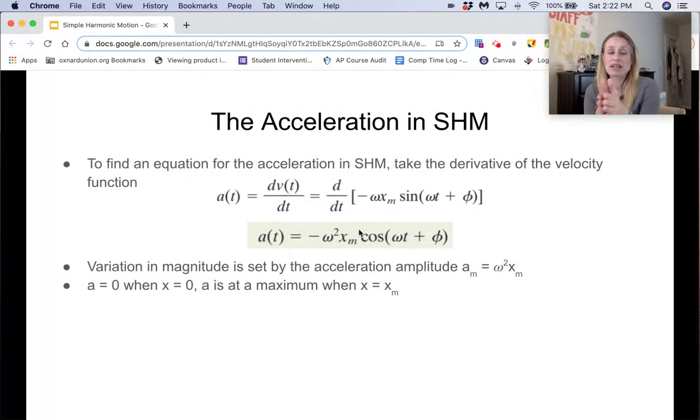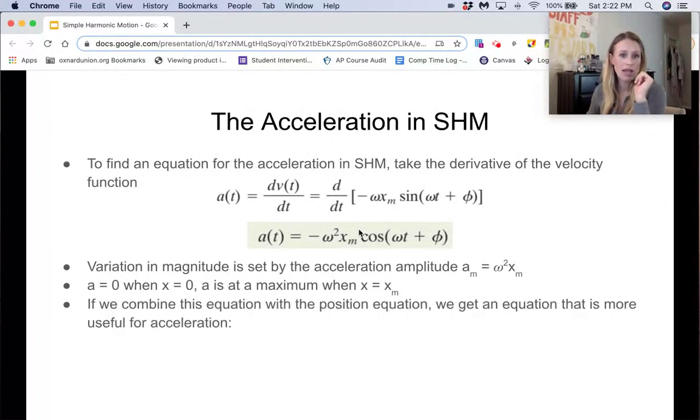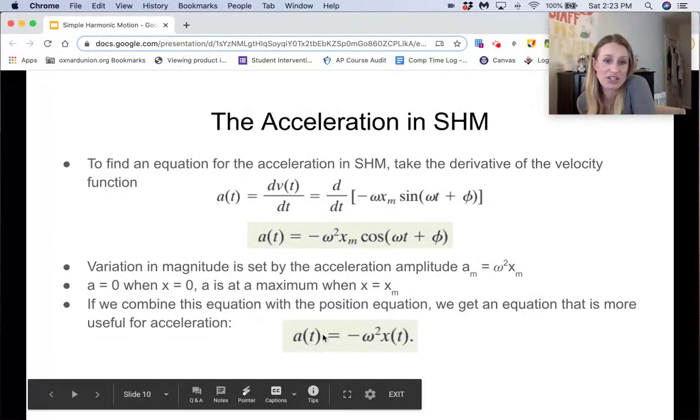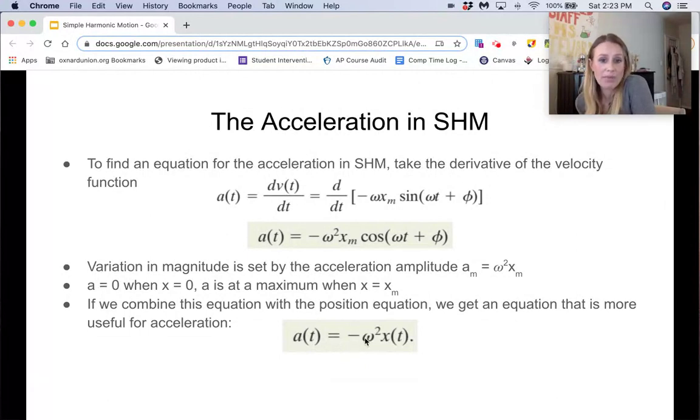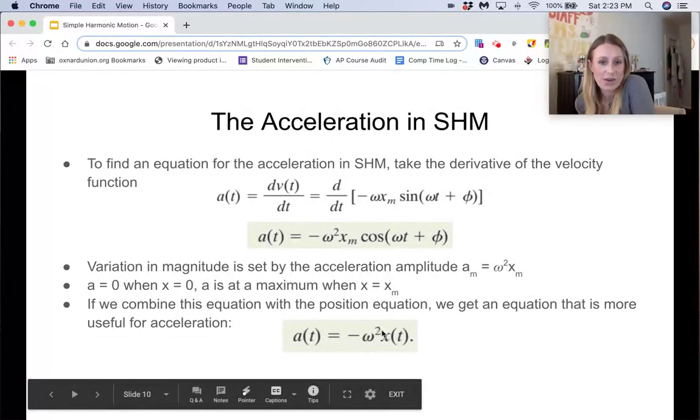And that acceleration is at a maximum when we're at the two amplitude positions, because we have our maximum force and therefore our maximum acceleration. If we combine this equation with the position equation, we can get an even more useful equation for acceleration, where acceleration as a function of time is equal to negative our angular velocity squared times the position as a function of time.